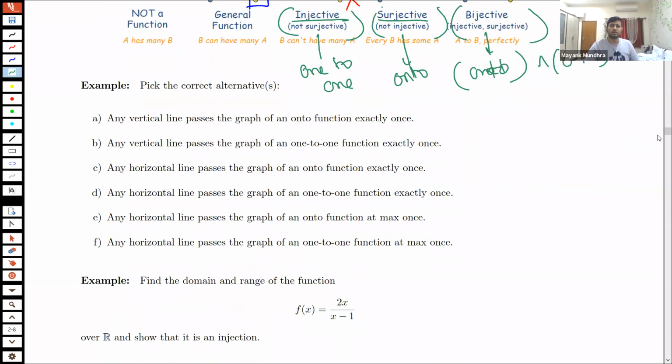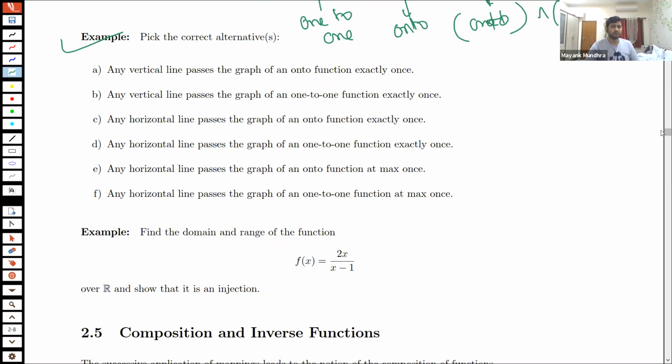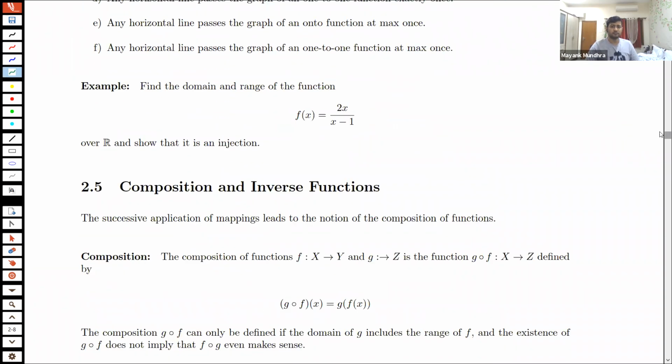So do this example. I will talk about this in the next class. Think about one-to-one and onto functions. Think about it. Don't do the range bit. Just do the domain bit for this course.